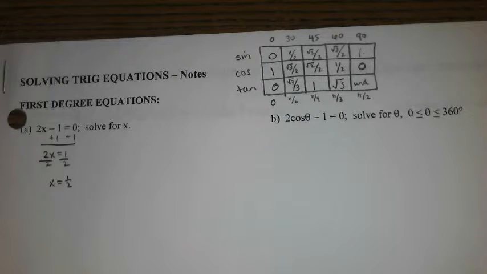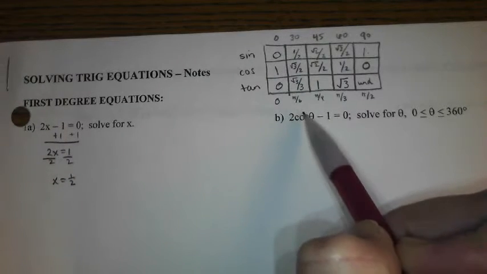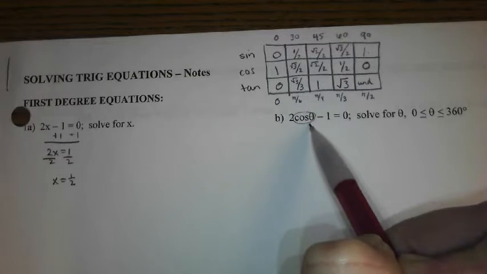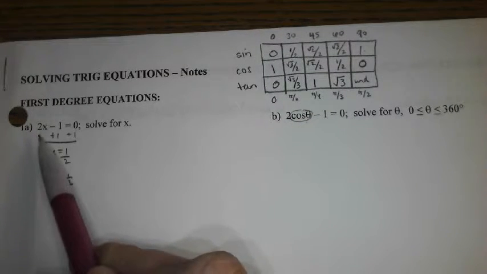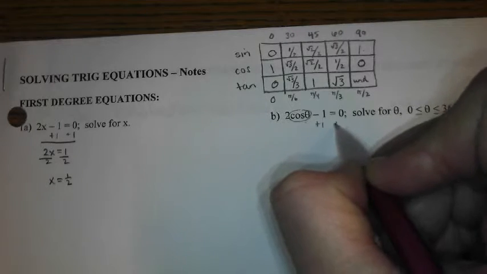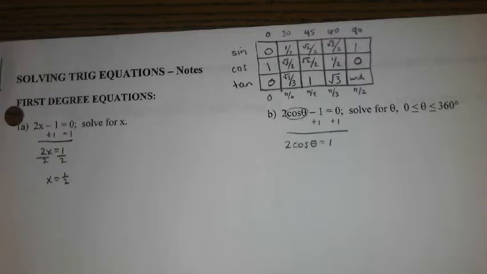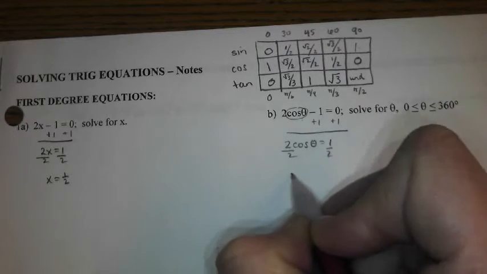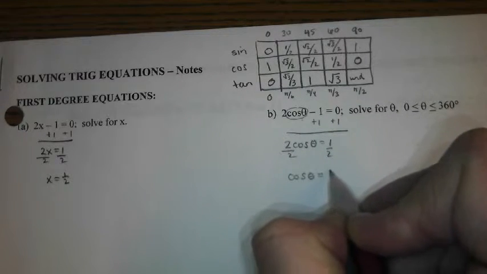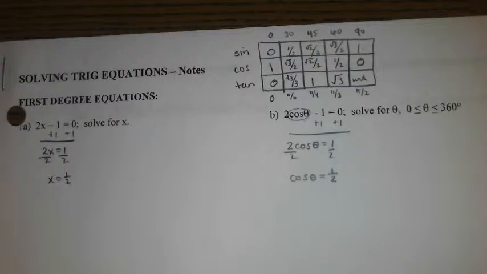B is essentially the same equation, but a trig version. So we're not really getting x all by itself. We're getting the cosine of x, or the cosine of theta in this case, all by itself, using the same properties. So our focus is to get the cosine of theta all by itself, the same way we got x all by itself. You're going to add 1 over. And divide by 2. And we're looking for where the cosine of theta equals 1/2.